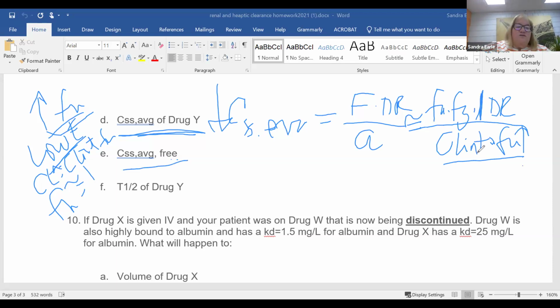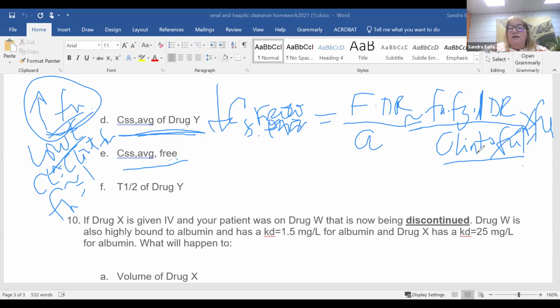And how about free concentration? Well, total and free will act the same way unless there's been a binding change. And in this case, there has been a binding change. So I'm just going to multiply this whole thing times fraction unbound to determine free. These both will go up and will cancel.